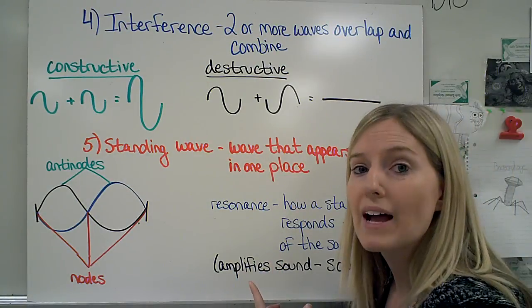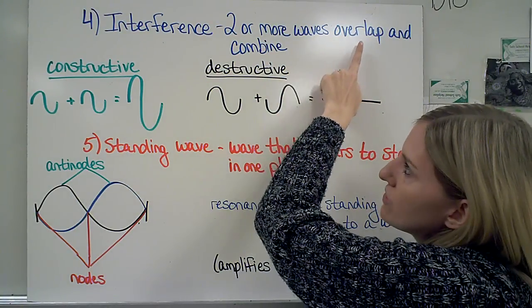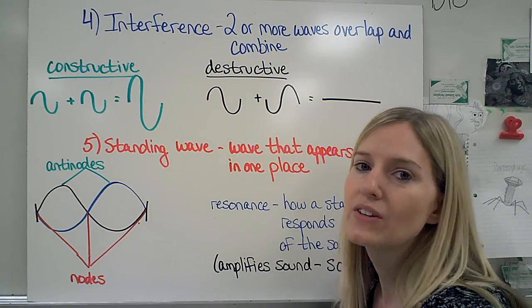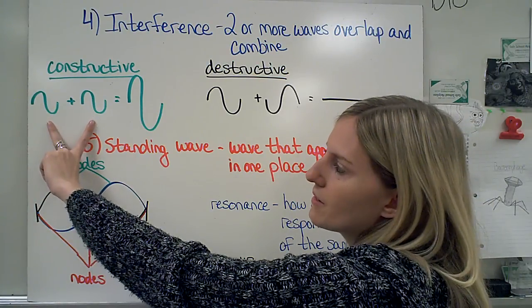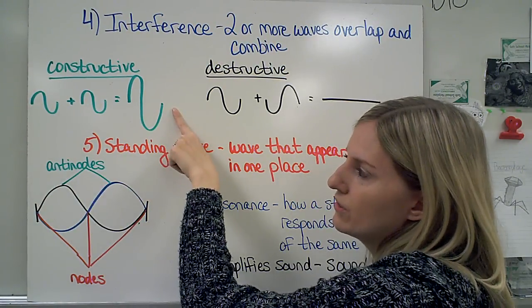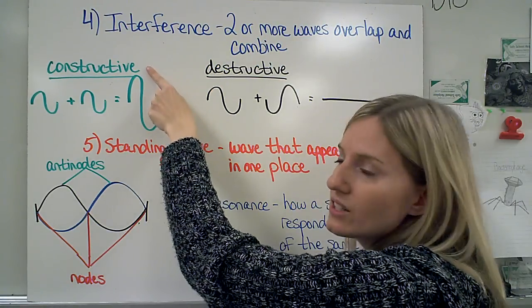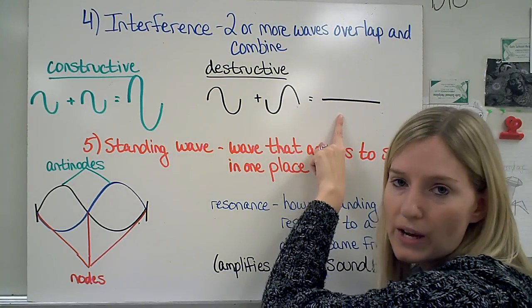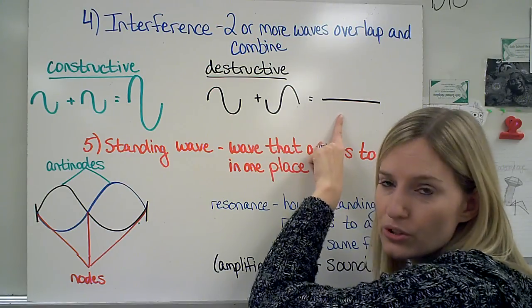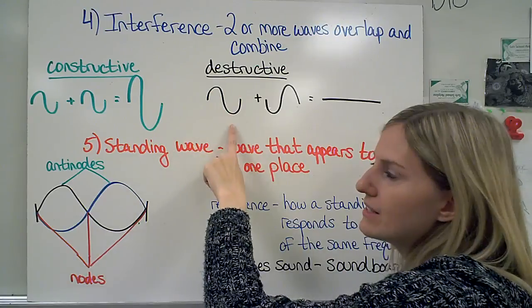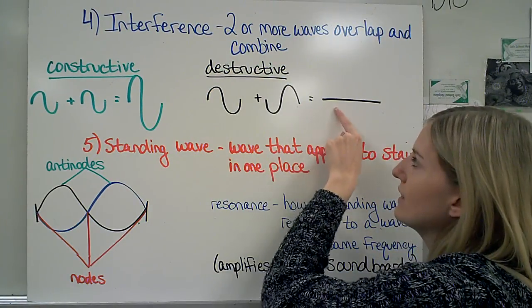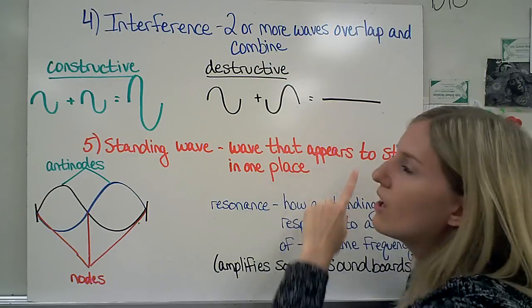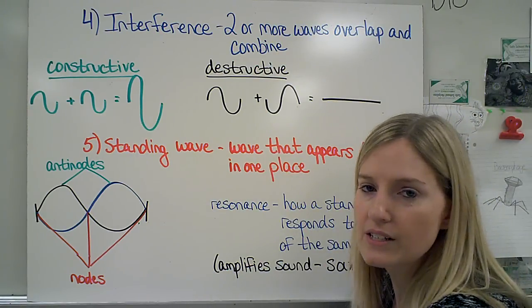Interference is when I start to combine my waves. So if I have two or more waves that start to interact and overlap and combine, that's called interference in general. We have two specific types then. If I have two waves that combine and they make a larger wave, so it has a larger amplitude, we call that constructive interference. If I have two waves that combine and they make a smaller wave, or it has less amplitude, that's destructive interference. Now the example I've drawn here, we end up with a straight line, but that is not always the case. If we do end up with a straight line, then this is called complete destructive interference.